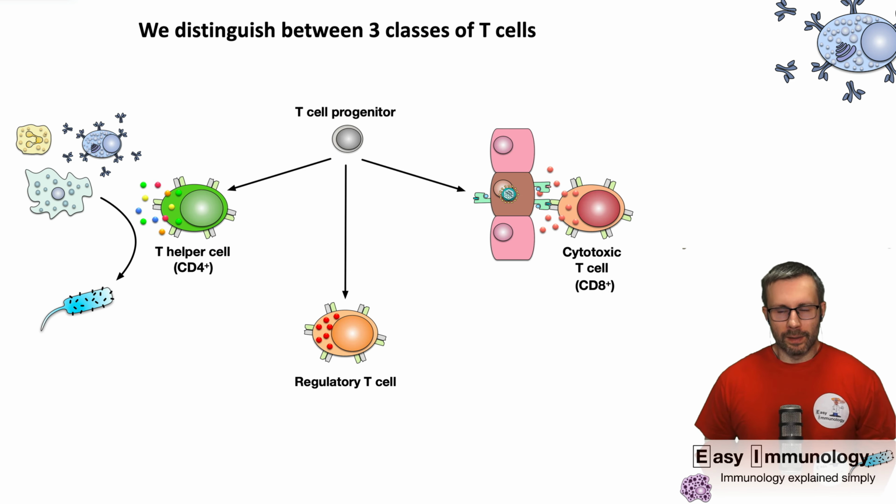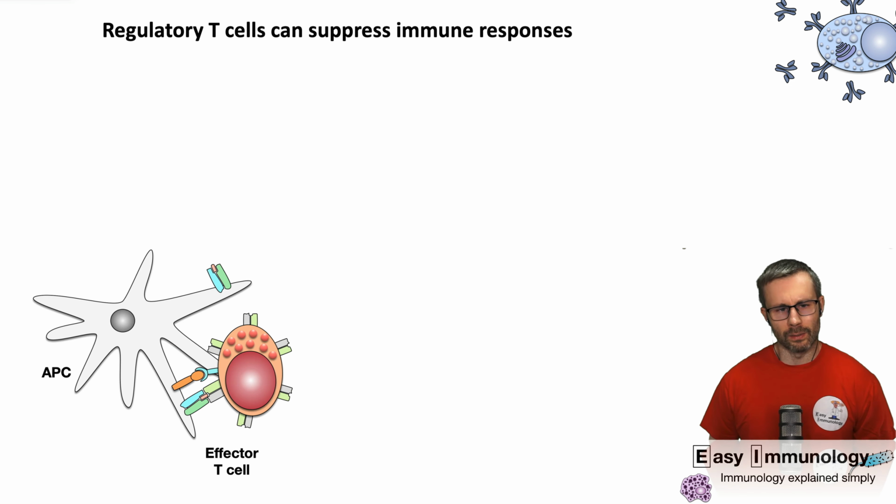So the cytotoxic T cells are the ones that do the actual work. They kill infected cells. And then we have the regulatory T cells. So imagine this is an antigen-presenting cell that has a very bad day and tries to activate a T cell that actually recognizes a part of my brain. And if the cell would be activated, it would destroy my brain and I would probably die. So that would be pretty bad.